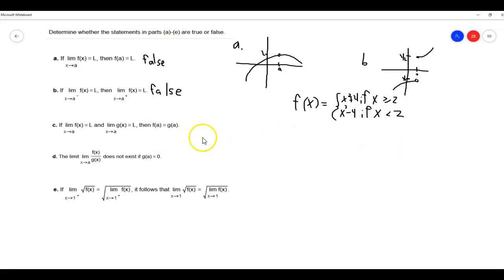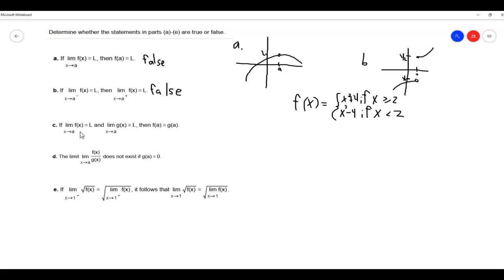All right, let's take a look at C here. So C says if the limit as x approaches a of f of x is equal to L, and the limit of g of x as x approaches a is equal to L, then f of a is equal to g of a.